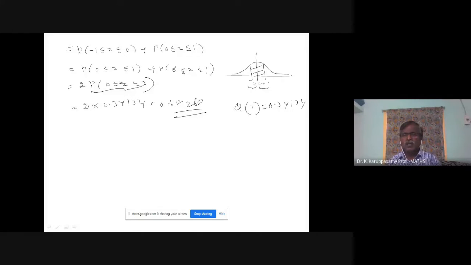How to remove modulus? The basic concept you must remember: modulus of x less than or equal to 1 means x value lies between minus 1 and plus 1. So the problem is over.